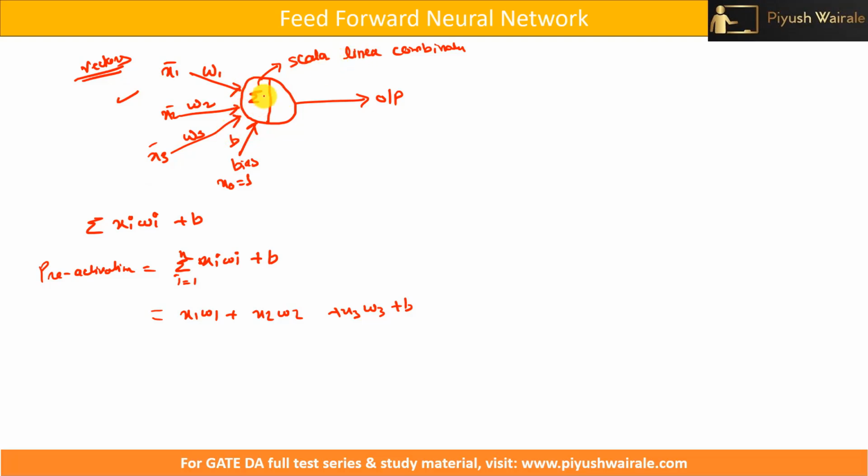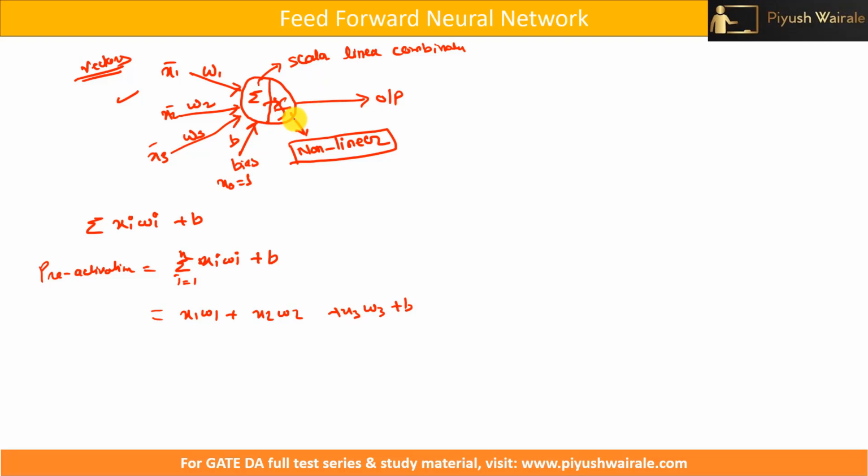The output of this particular function is given to the next part, and this is basically the activation function. This is basically a non-linear function. So the left side part is basically a scalar linear combination, that is a linear function, and this is basically a non-linear function.